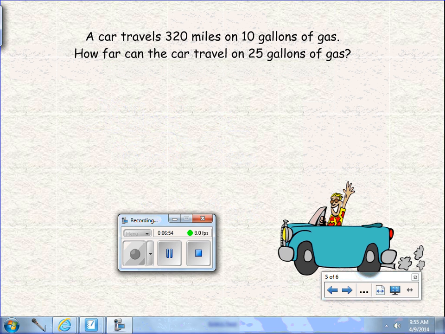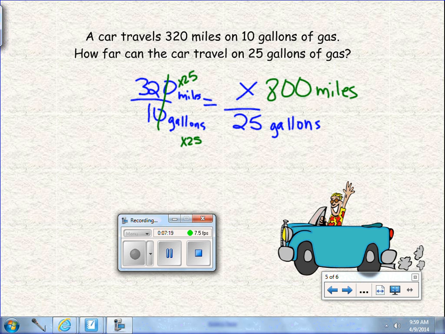So a car is another word problem that we can set up as a proportion to solve. A car travels 320 miles on 10 gallons of gas. How far can the car travel on 25 gallons of gas? I'm going to pause this, let you set it up as a proportion, and solve it.